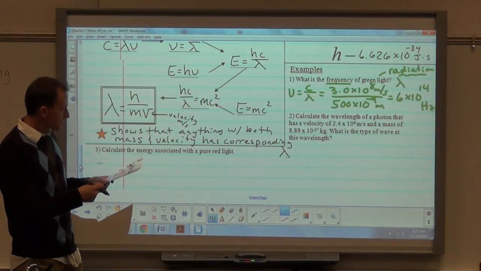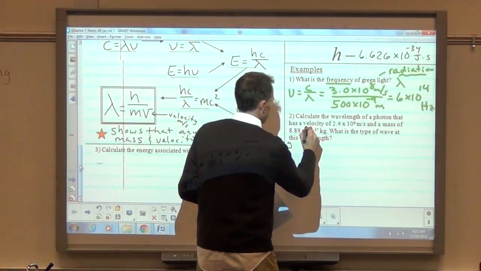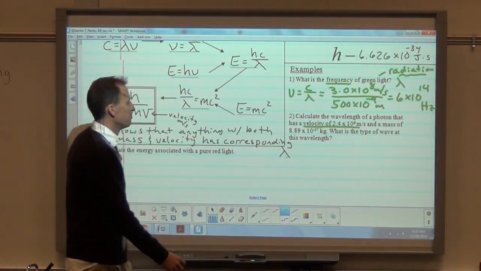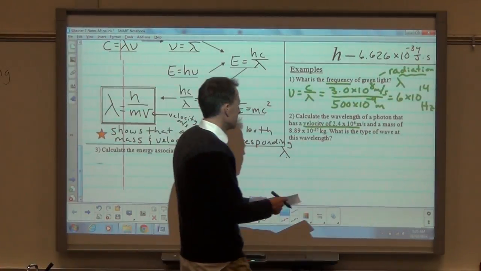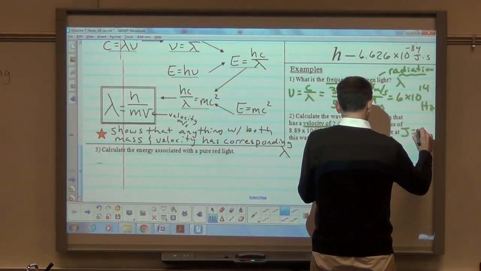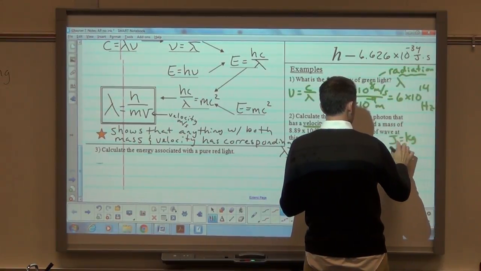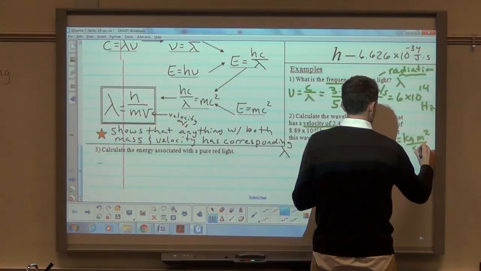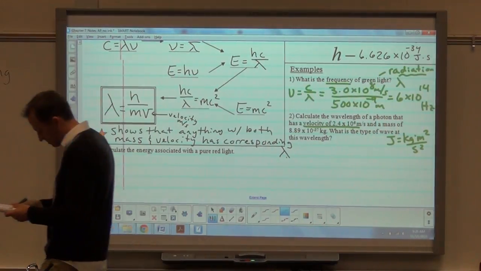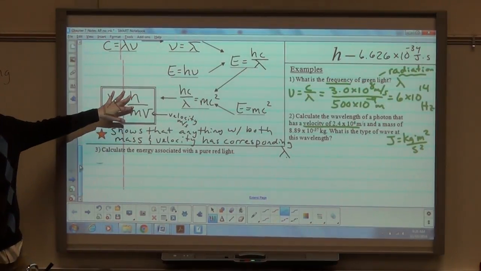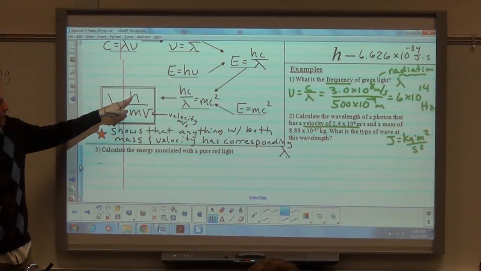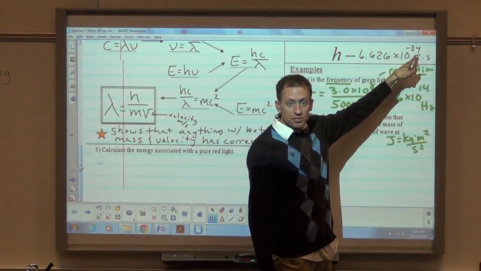Calculate the wavelength of a photon that has a velocity. You might want to just underline the word velocity. And a mass. What is the type of wavelength for this? Okay, let's just talk about this for a second. This is important. Remember, joules is kilograms times meters squared over seconds squared. Why am I writing that? Well, because this is velocity. And what unit is in h? I have it right here, joules.